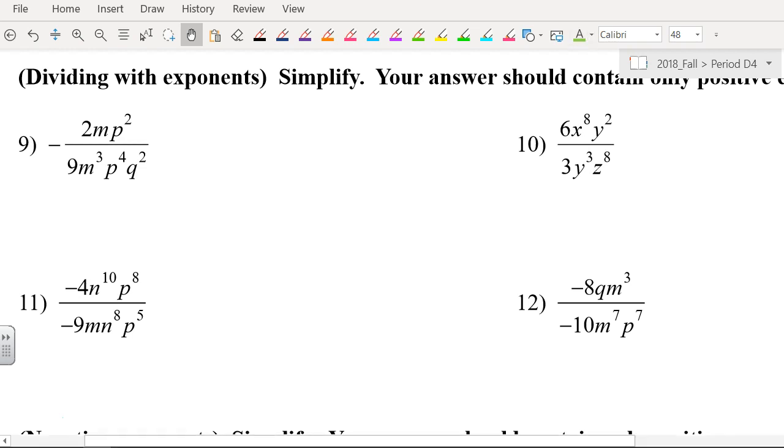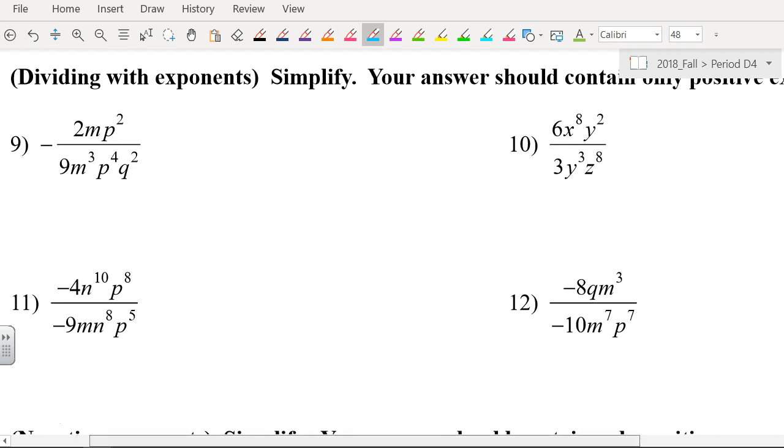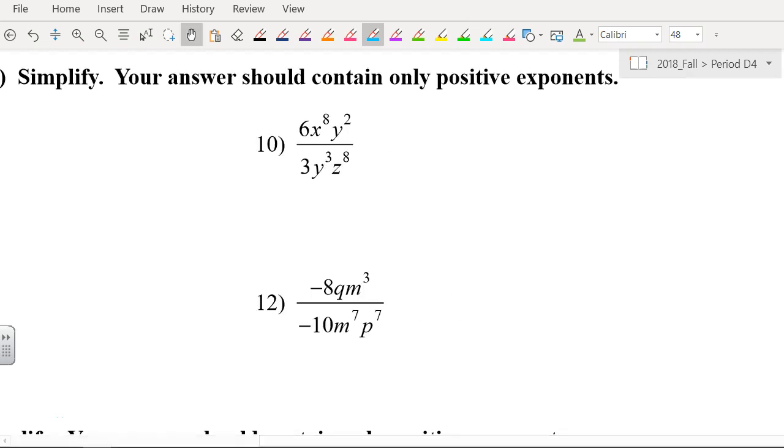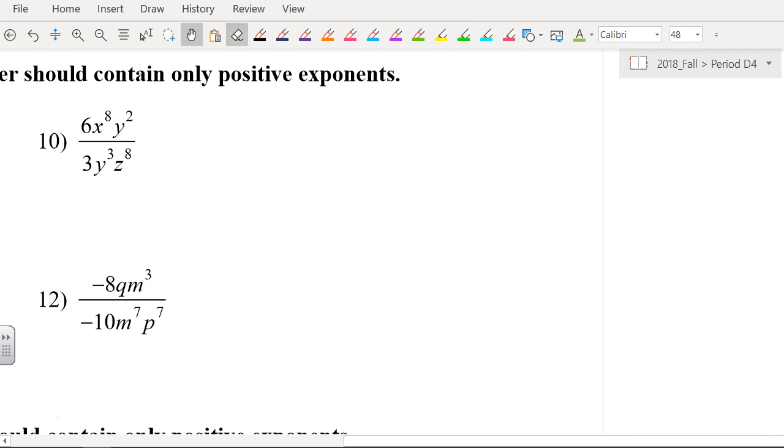I'll do number 10. Number 10, what color? Blue. Dark blue or light blue? Light blue. Okay, light blue. So let's see, I'll move over here. Okay, help me out.